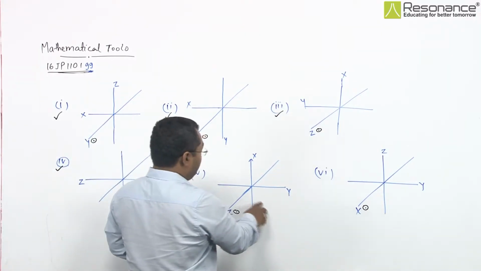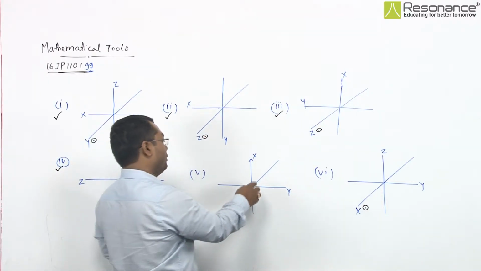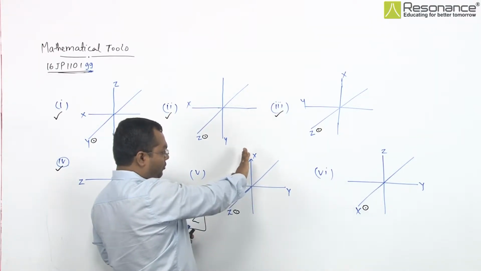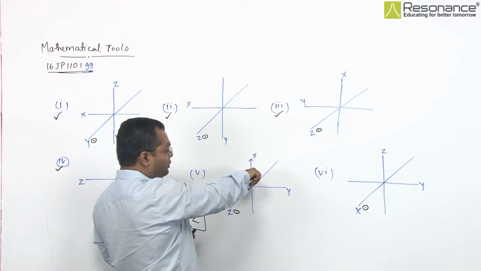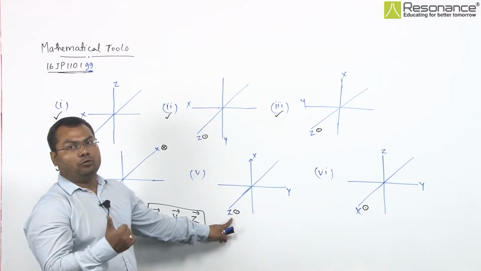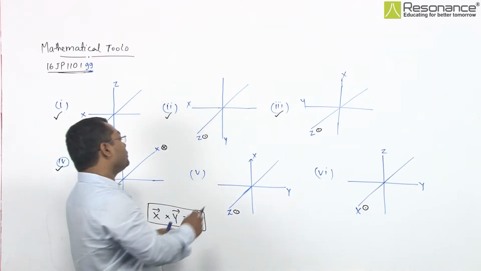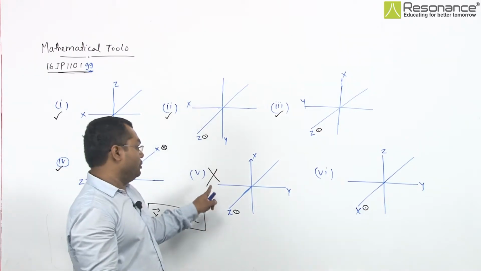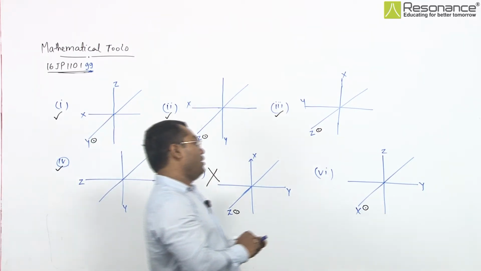Now in this, you see z is once again outward, x, y. When you curl from x to y, our thumb is pointing into the board, but this z represents out of the board. So this is not the correct representation. So this will be wrong.